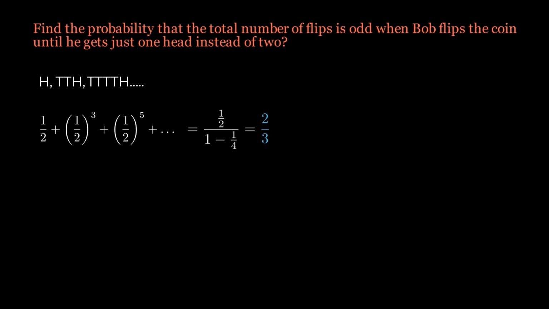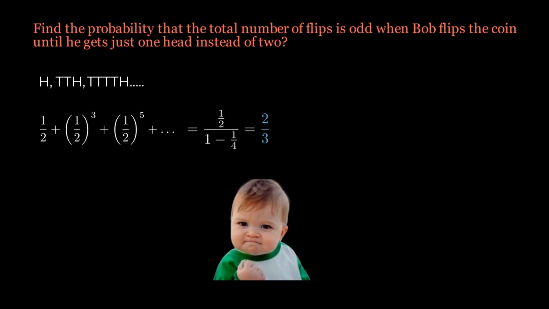Can we use this to solve the original problem, where we stop at two heads? It turns out, yes, we can. Let's divide the sequence of coin tosses flipped by Bob into two blocks. The first block consists of the tosses until he gets the first head, and the second block consists of the tosses until he gets the second head after the first one.